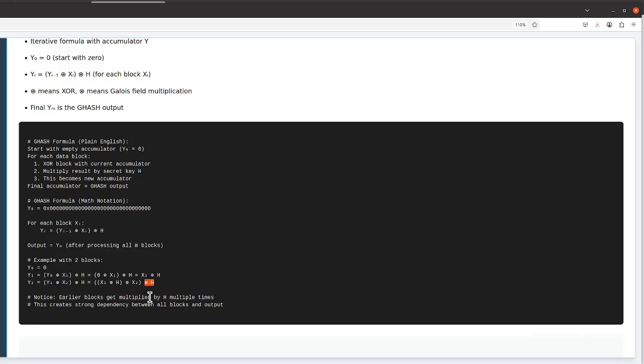This accumulation is what makes GHASH secure. Every block affects the final result through multiple layers of XOR and multiplication. It is like a chain reaction where changing any link affects the entire chain. An attacker cannot modify one block without changing the authentication tag in an unpredictable way.